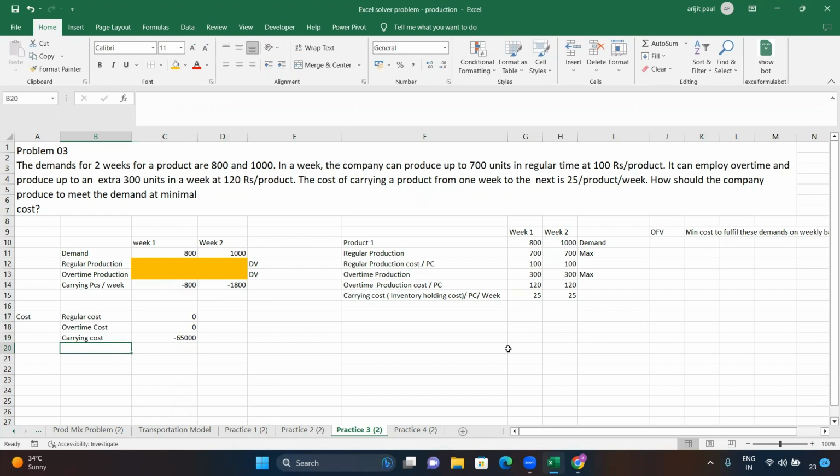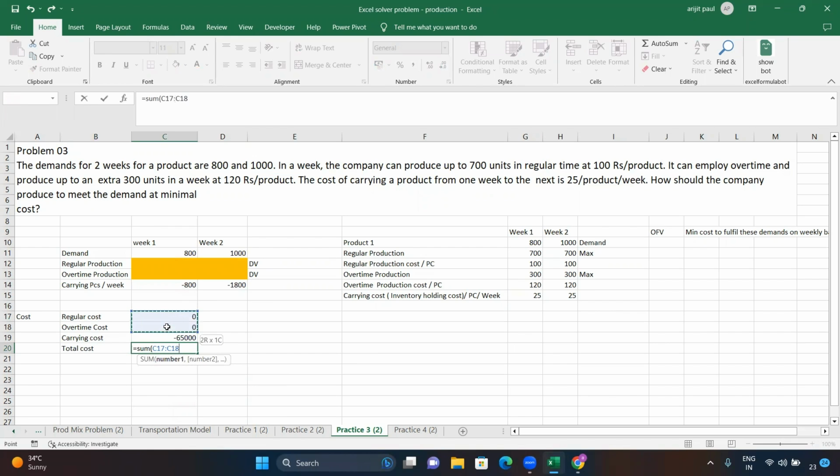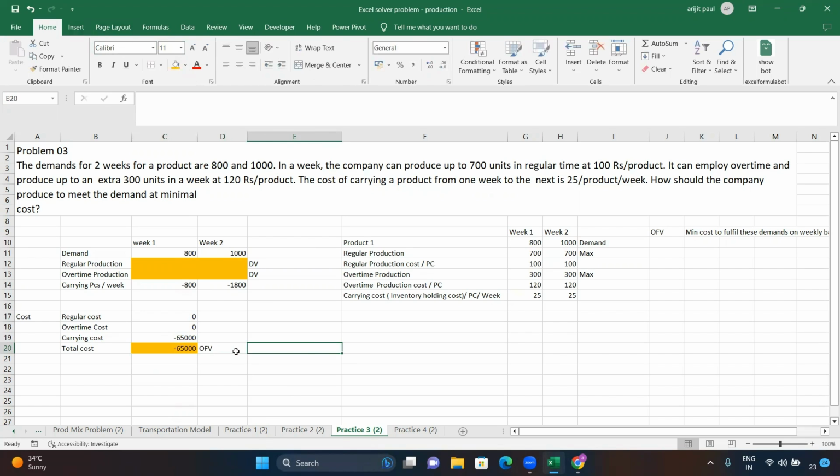Okay, so we can mention total cost will be the summation of all these 3 costs, that is the regular cost, the overtime cost, and the carrying cost. So this becomes our OFB. So what is again our OFB? Our OFB is to minimize the production cost.